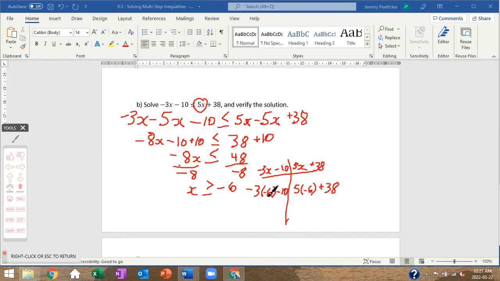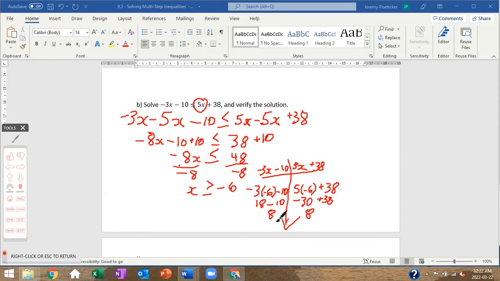Negative 3 times negative 6 is positive 18. 18 minus 10. I'll just finish simplifying. This side is going to be 8. On this side, I've got negative 30 plus 38. And negative 30 plus 38 is going to be 8. Hey, everything works out nicely there. My boundary point is good.